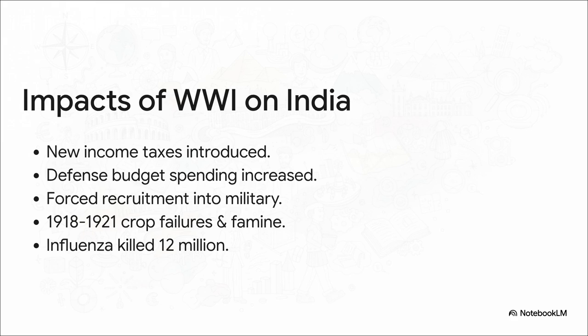The British introduced new income taxes and massively increased defense spending, completely draining the economy. They initiated forced recruitment, literally making Indians fight a war that wasn't even theirs. Add to that severe crop failures and famines between 1918 and 1921, and then layer on a horrific influenza pandemic that killed 1.2 crore, or 12 million people. This perfect storm of disease, economic drain, and forced military service fueled absolute outrage among the Indian population.